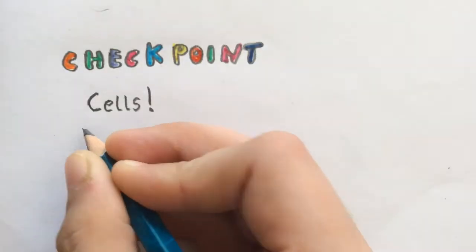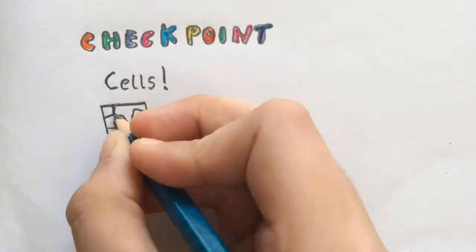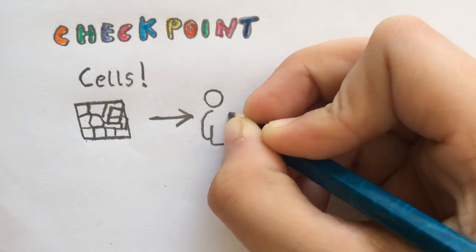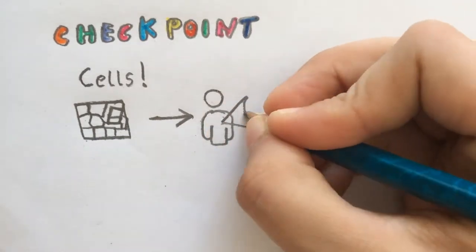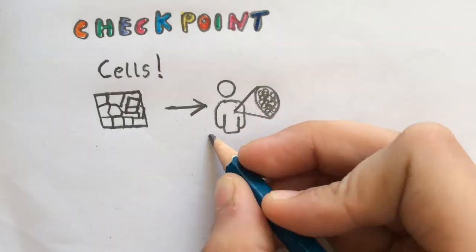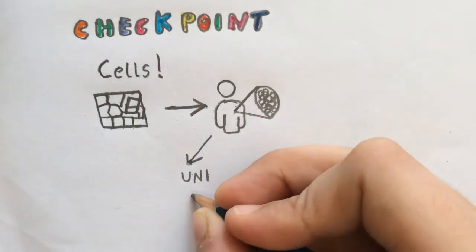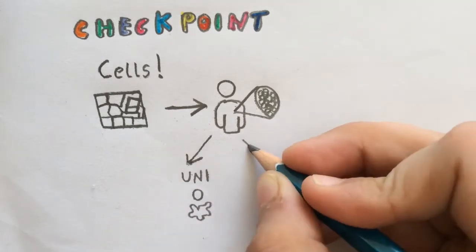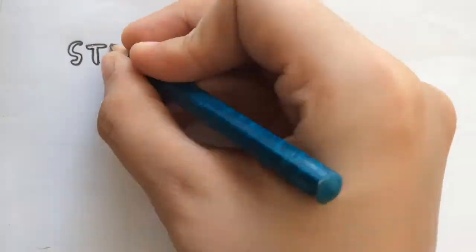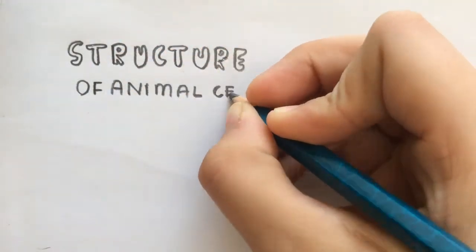Cells are the building blocks of life, so all living organisms are made out of them. Cells are microscopic, so they cannot be seen by the naked eye. Large living organisms like us, humans, are made out of trillions of these tiny cells. You can even classify organisms by the amount of cells they are made out of, such as unicellular organisms with one cell, example amoeba, and multicellular organisms like us humans. Let's move on and talk about the structure of animal cells.